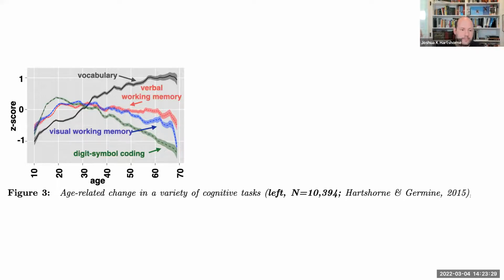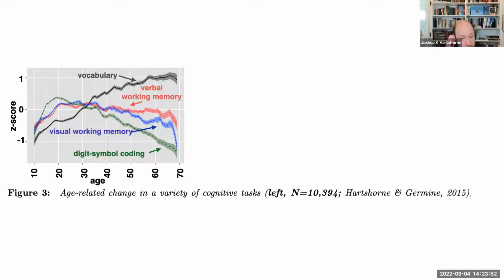Well, here's vocabulary. There is really just as sort of a baseline. We have 2 measures of working memory: visual working memory, verbal working memory, and digit symbol coding, which is sort of a measure of speed of processing. And you can see that working memory is sort of flat between the ages of 20 and 35. So that doesn't make any sense at all.